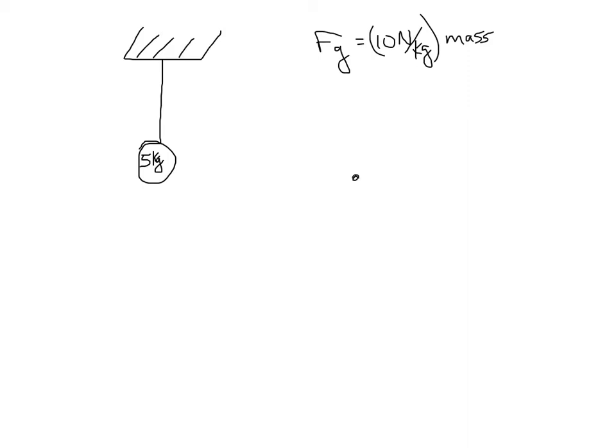So again, we will represent the object. And again, sometimes it's nice to circle the object because that is the system that we're dealing with. So that is our system, the ball that's hanging by the string. And so in the downward direction, we have the force of gravity on the ball.